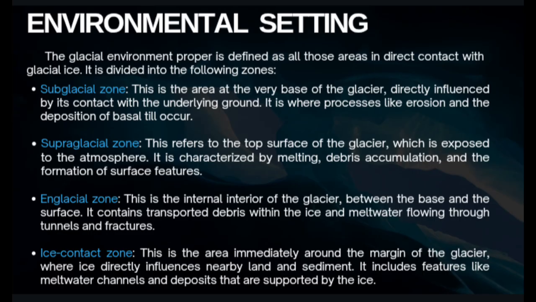Lastly, we have the ice contact zone. This is the area immediately around the margin of the glacier where ice directly influences nearby land and sediment. It includes features like meltwater channels and deposition supported by ice. The ice contact zone is also important because it can support ecological communities, like plants and animals that are specially adapted to cold and watery environments.